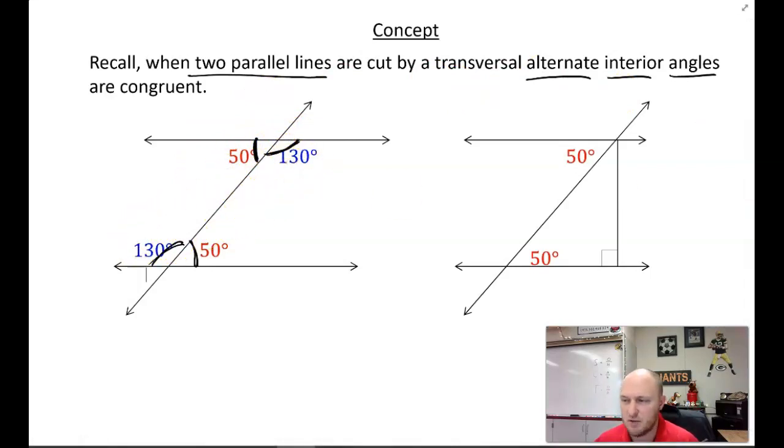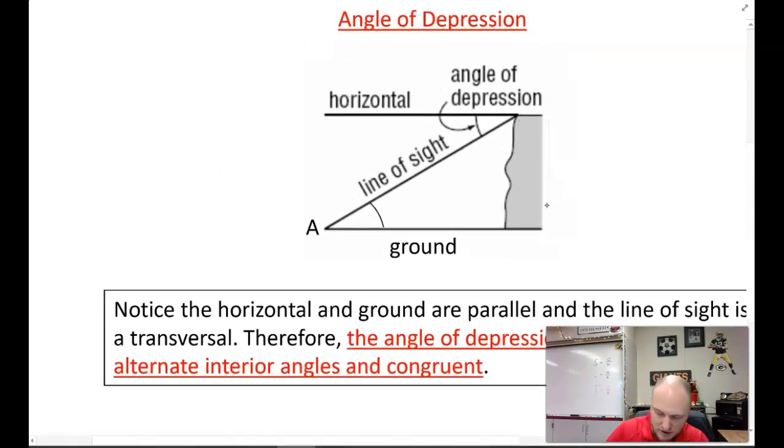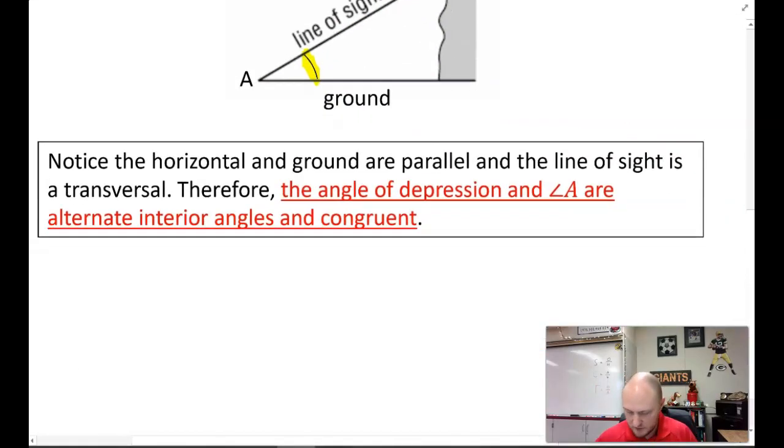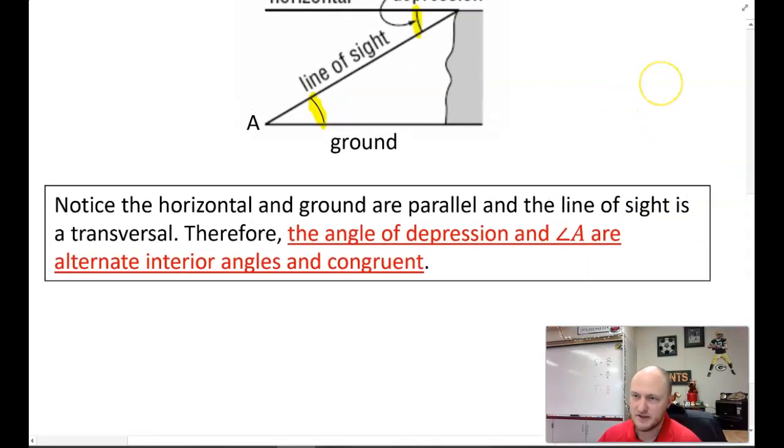So why is this important? Well, this is important because when problems give you the angle of depression here, what they're really giving you, if I use my knowledge of alternate interior angles, is the angle that is on the opposite side of that line of sight inside of the triangle. Okay, so we're using our knowledge of alternate interior angles. Those are congruent angles. So we're going to use that information. Make sure you fill this in if you need to here. The angle of depression and angle A are alternate interior angles, and therefore they are congruent.